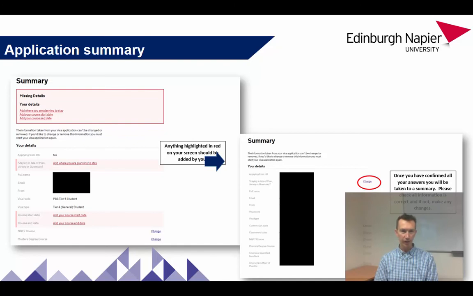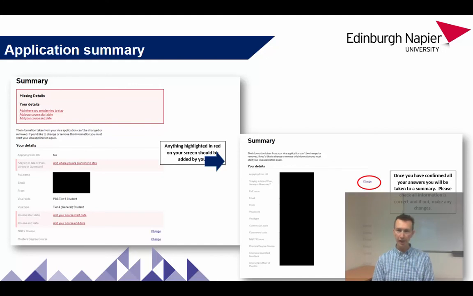Anything highlighted in red on your screen should be added by you, so it's things about adding where you plan to stay. So if there is a question about staying in the Isle of Man, Jersey or Guernsey, you won't be living there because you'll be up in Edinburgh. And then adding your course start date and course end date, and that determines how much you have to pay for your immigration health surcharge.